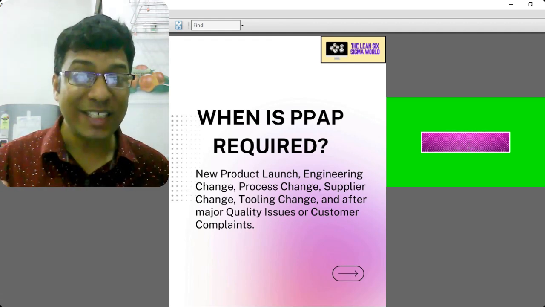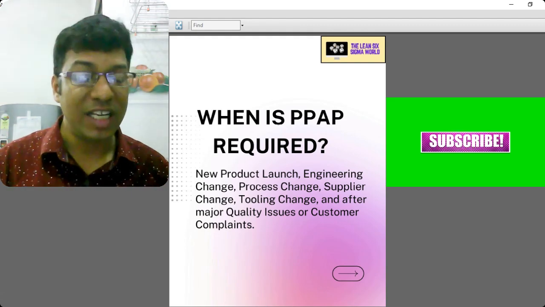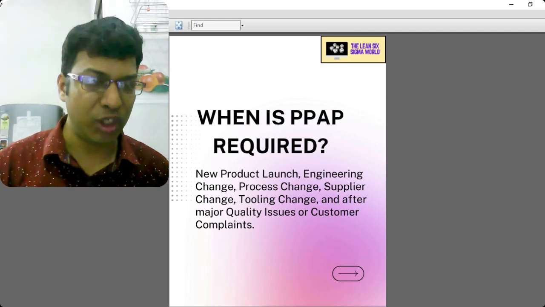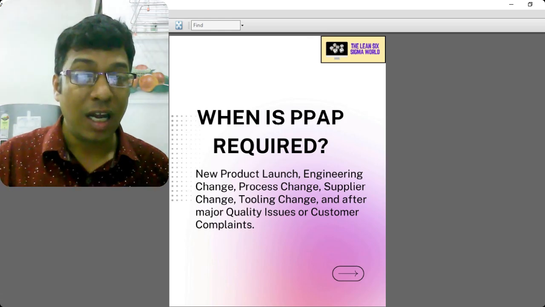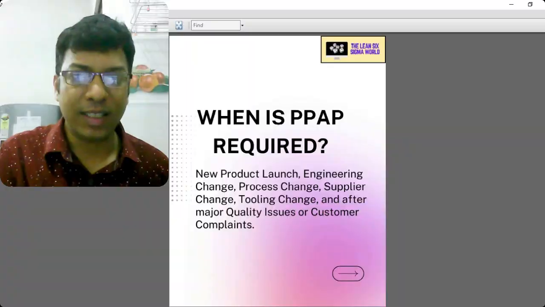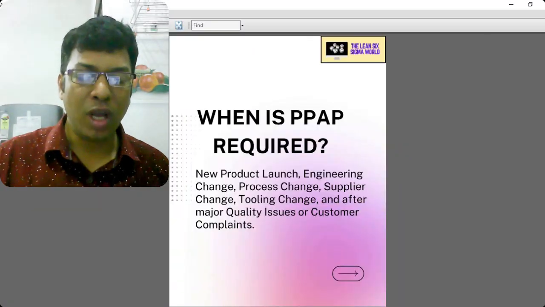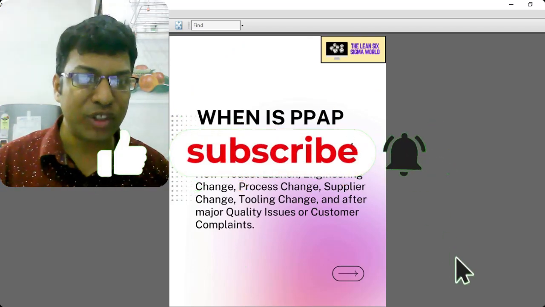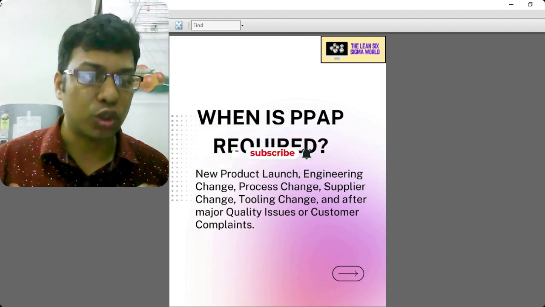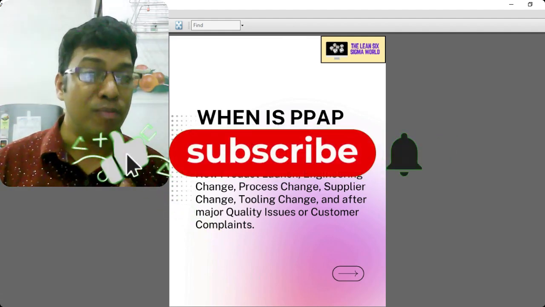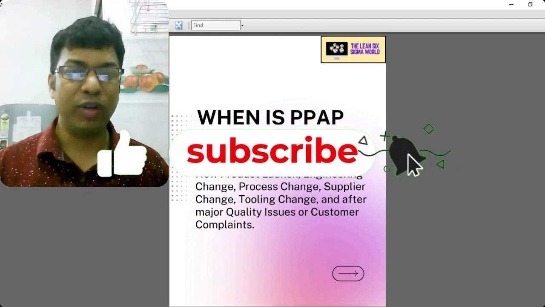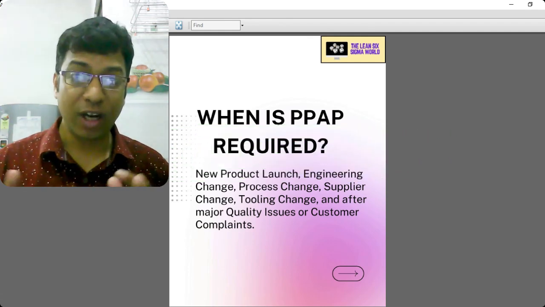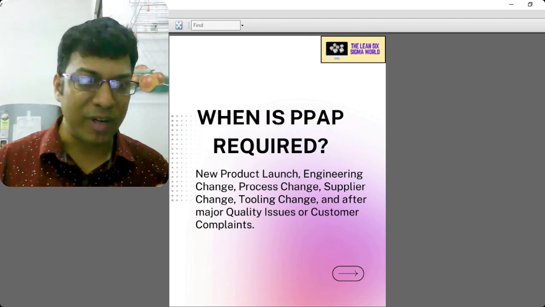If the tooling is inactive for more than 1 year, PPAP is required. If there is some replacement or refurbishment of the tooling, then also PPAP is required. If you change the manufacturing area from one location to other, then also PPAP is required. Earlier you were doing the manufacturing in Jharkhand, now you are doing the manufacturing in Uttarakhand, then also PPAP is required. If there is some major quality issues or customer complaints, in that case also PPAP is required. So for all these reasons, we need to submit the PPAP to take approval from the customer. So these are all the reasons for which we need to submit the PPAP.